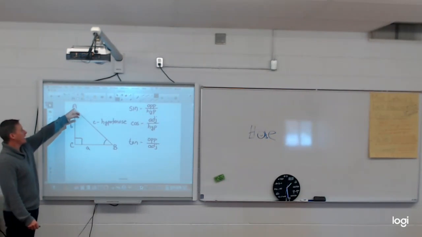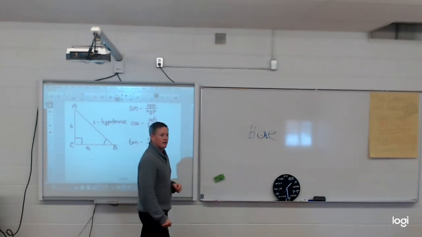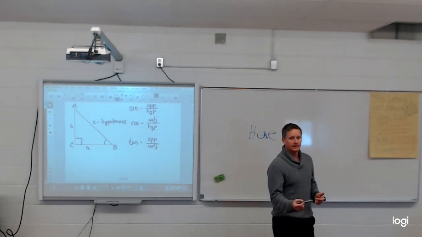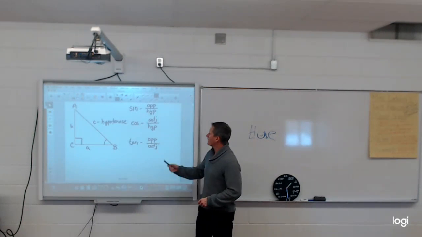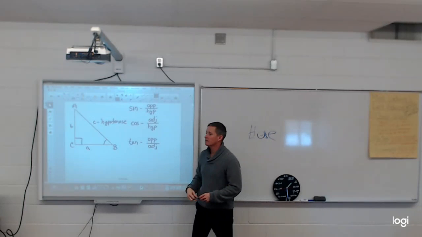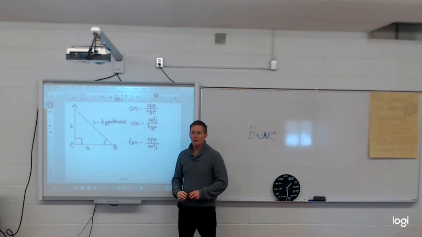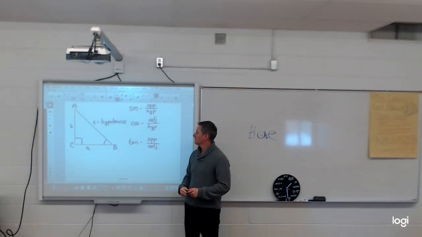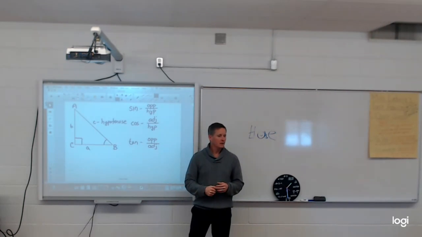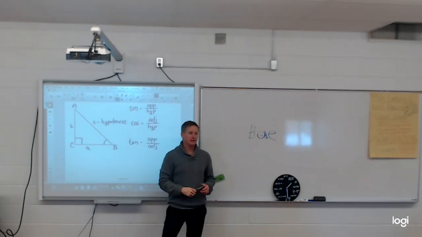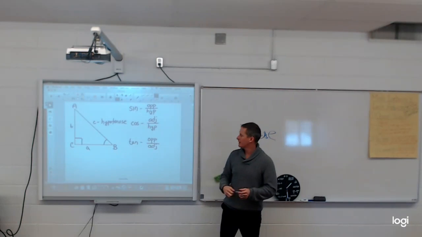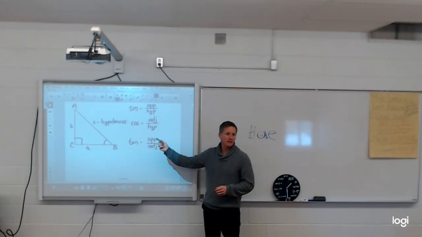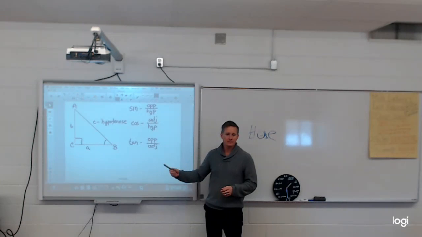All right, let's talk about angle A now, because things changed. In angle A, up here, what's the side opposite angle A? A. What's the hypotenuse? C. Doesn't change. What is the side adjacent to angle A? B. So it's practically just the opposite.